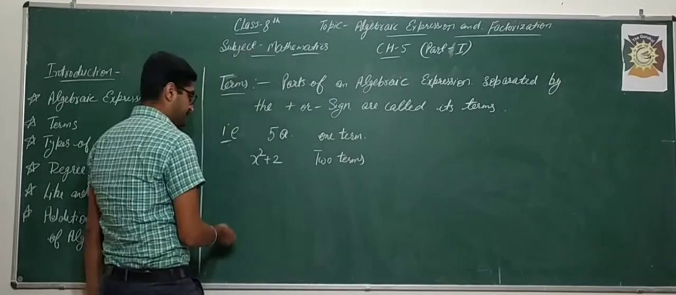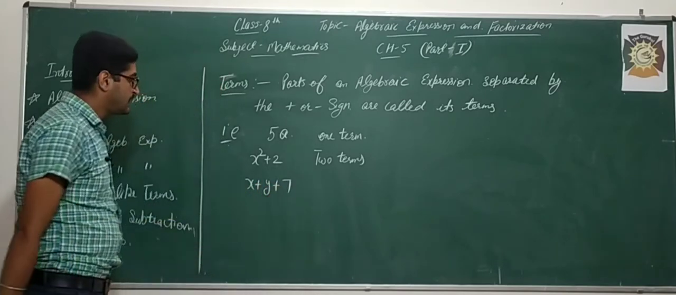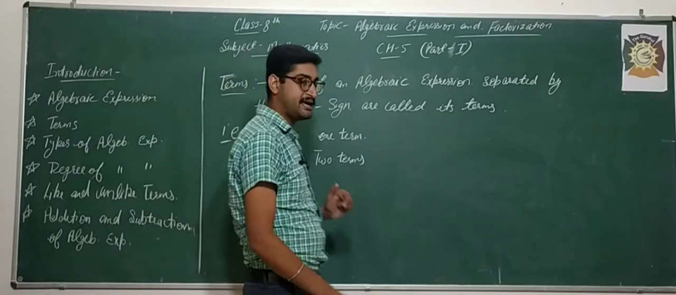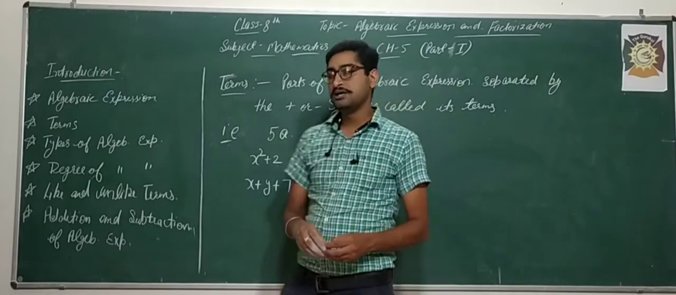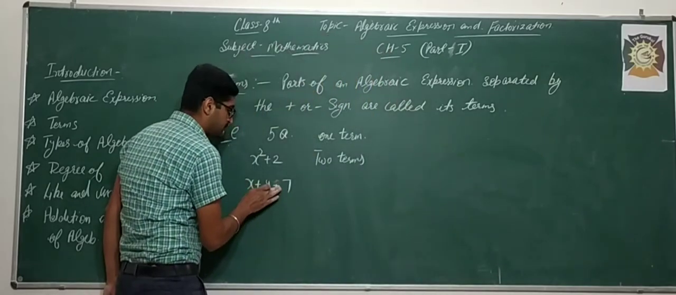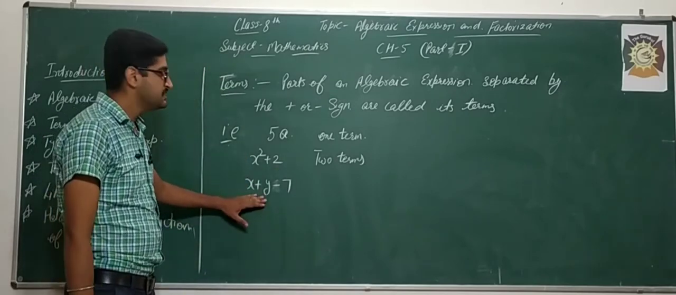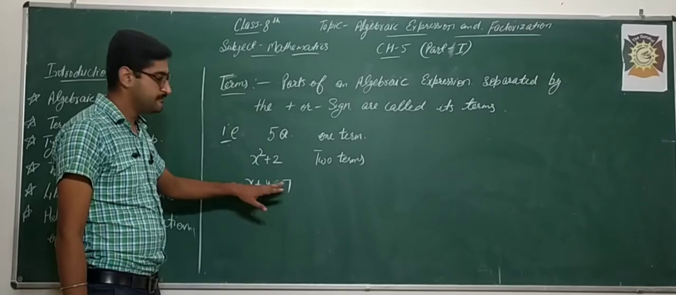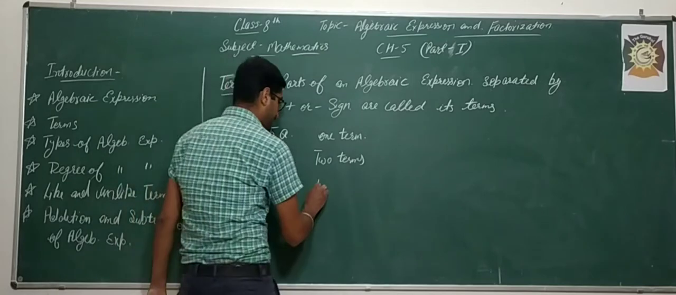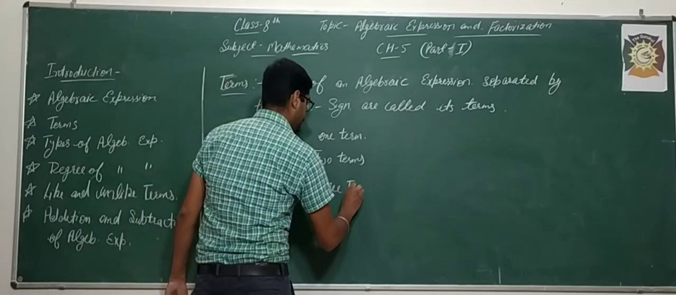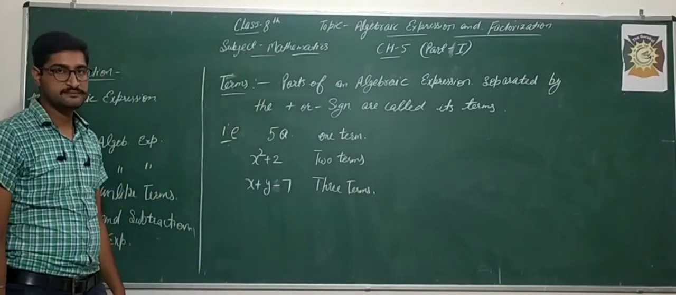Now I am writing one more example. It's x plus y plus 7. Now in this algebraic expression, you can see total three terms are there. If we change this by minus sign also, suppose at the place of plus it's minus sign, then you can see it's separated by the plus and minus sign. This is the first term, this is the second term, and this is the third term. So in this algebraic expression, total 3 terms are there. So this is about the terms.